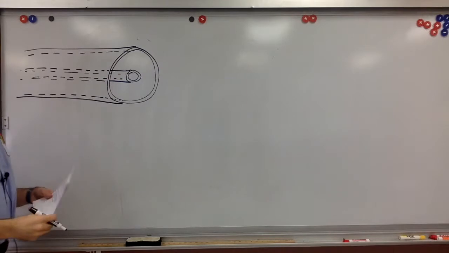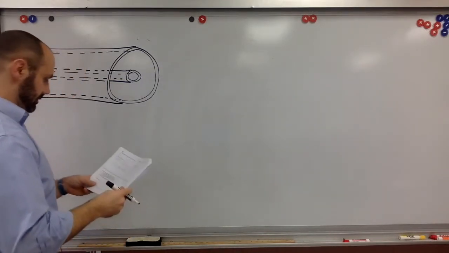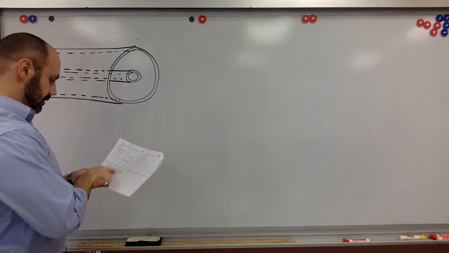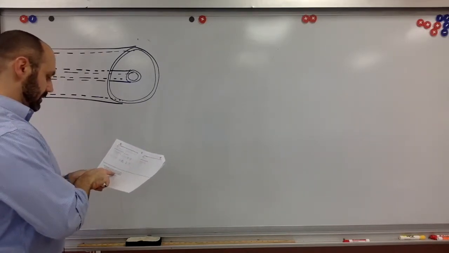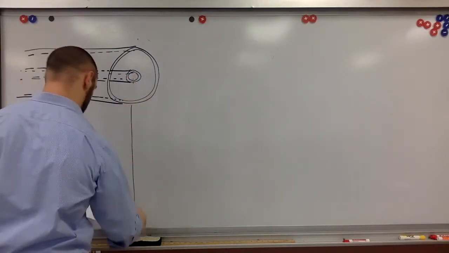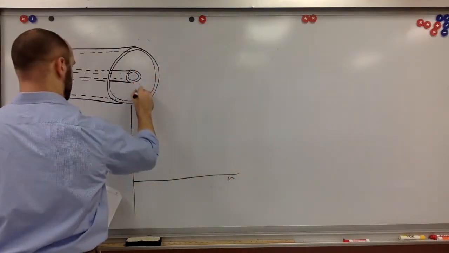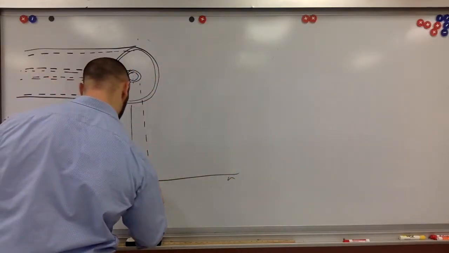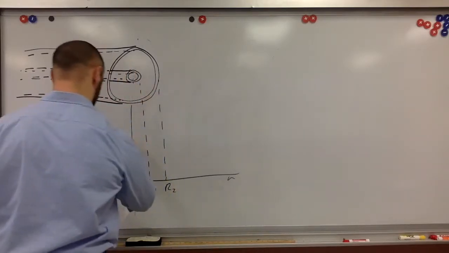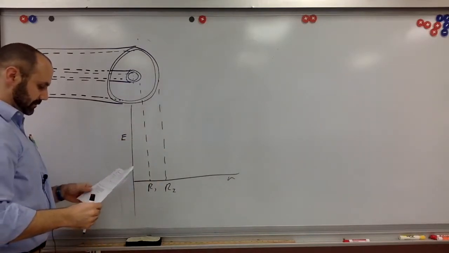Okay, so that's my attempt at drawing two cylindrical shells near each other, right? R1 and R2, with R1 less than R2. So let's do this. We'll say this is R1, that is R2, and this is the graph for the electric field. We'll see what this looks like.